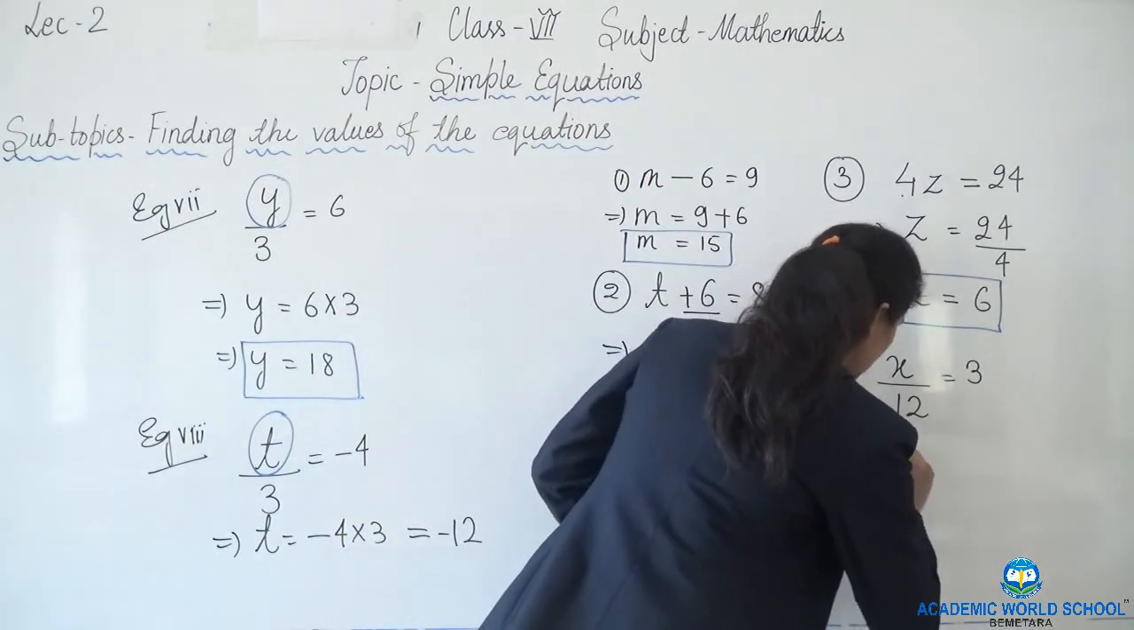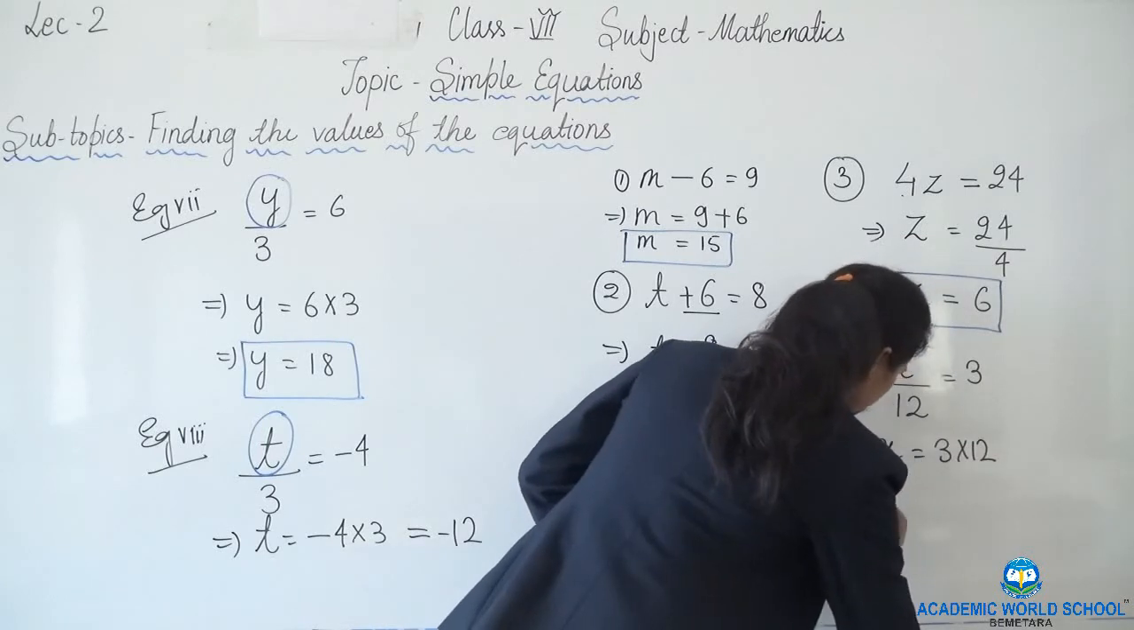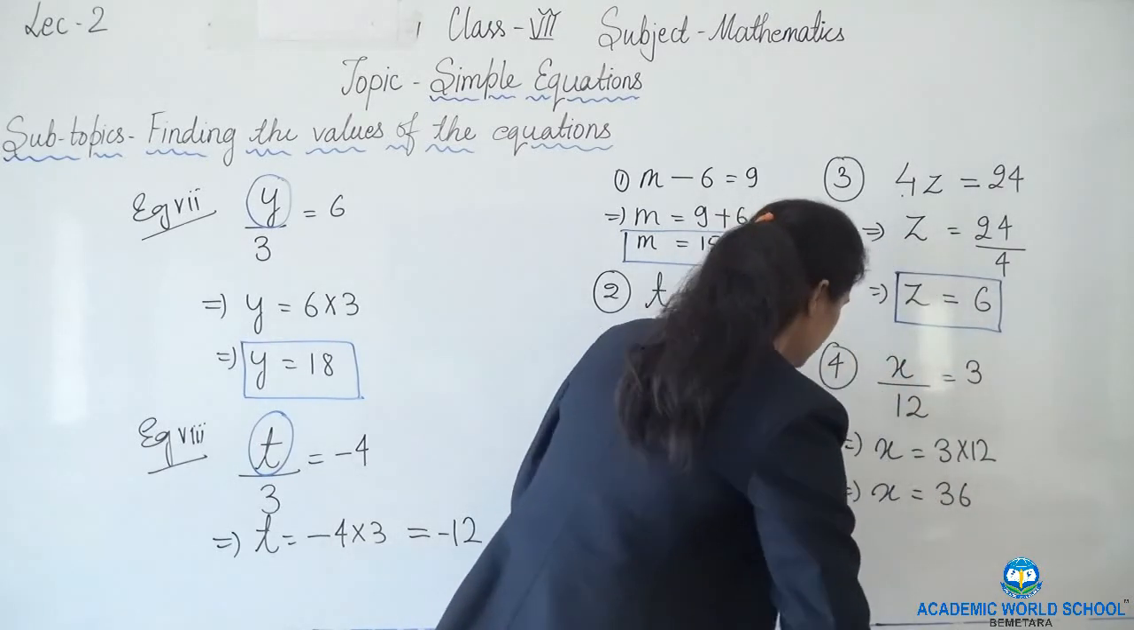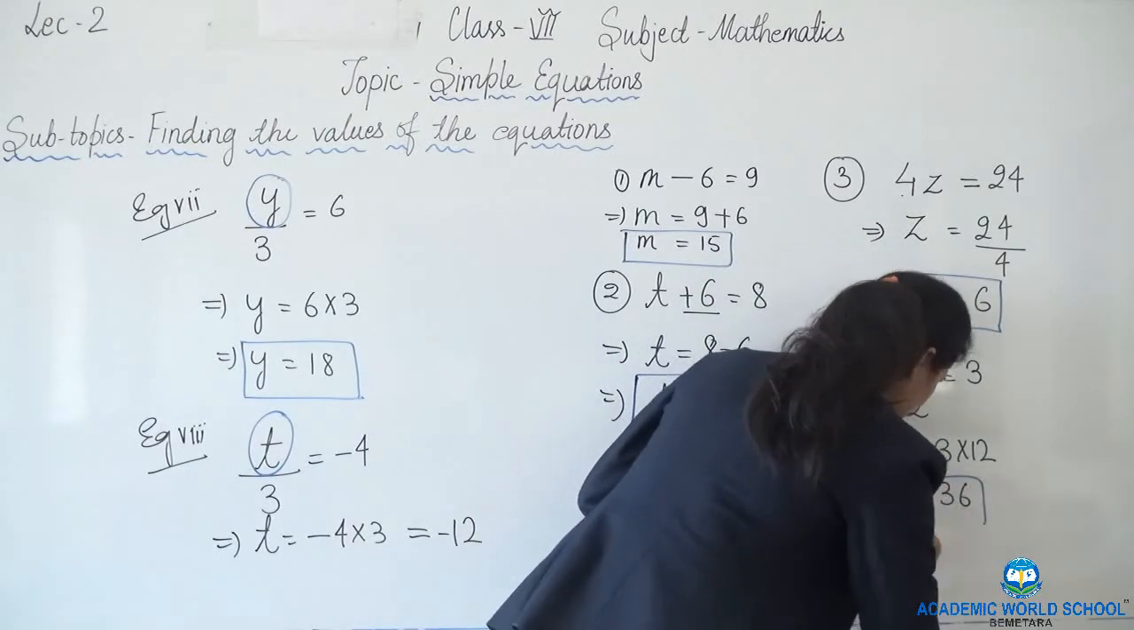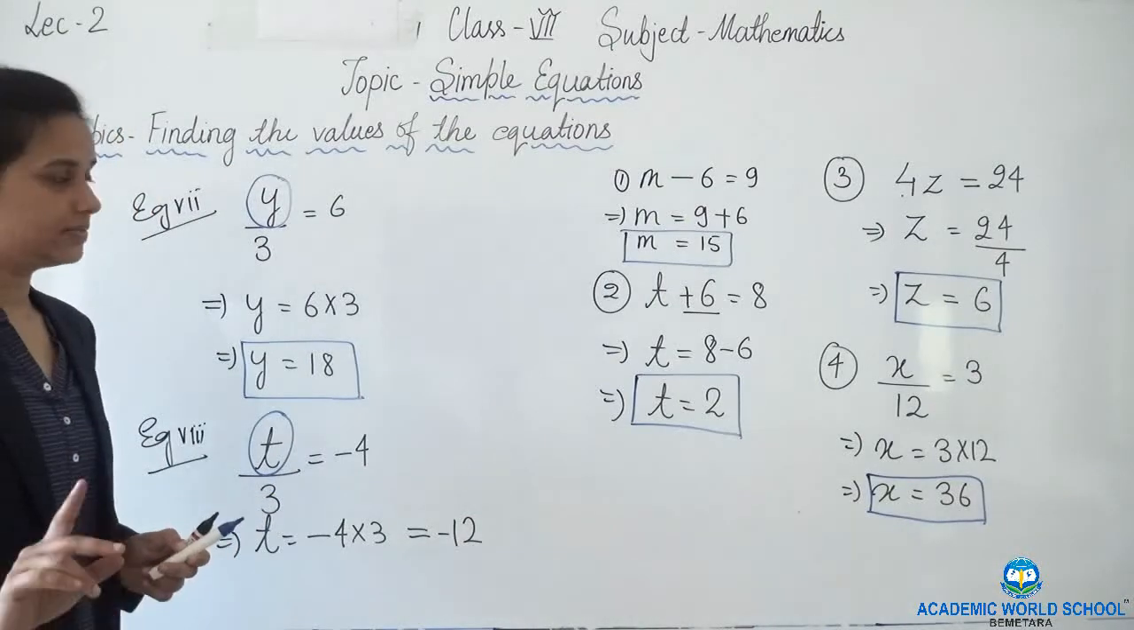Multiplied. So x equals 3 into 12, which implies x equals 36. So this is our final answer. So what do we conclude from this?